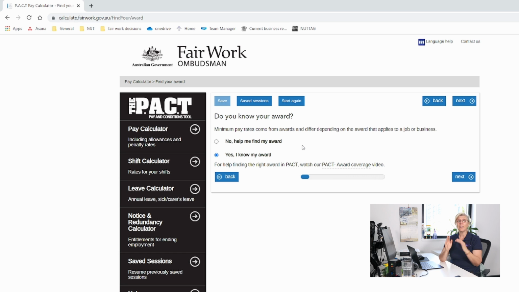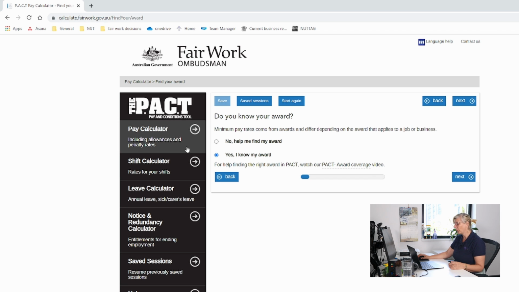Now, if you are an employee who doesn't have an award, you might fall under an enterprise agreement, or you might be award free. Then this is not going to apply to you. You're not going to be able to find your minimum rates this way. Minimum rates will be in your enterprise agreement, or if you're award free, your minimum rate is actually minimum wage, full stop. I think at the moment it sits in the high $19 per hour. So let's just keep going.